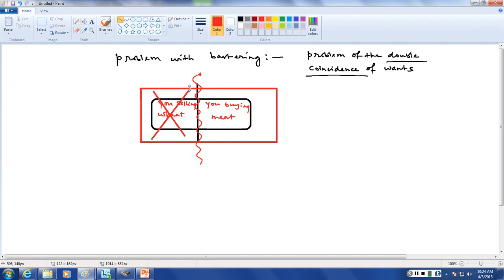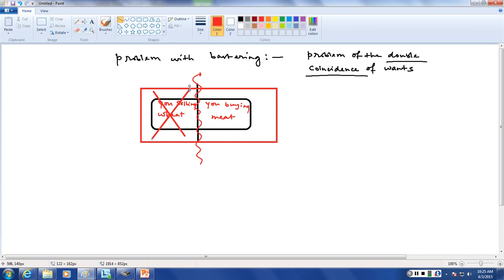Am I correct? So this has made life easy. You don't have to look for an exact match anymore, right? You have broken up the two transactions which were forcibly combined into one in the days of the barter economy. You have managed to break them up into two components, separated them. That's what makes life easy, right?